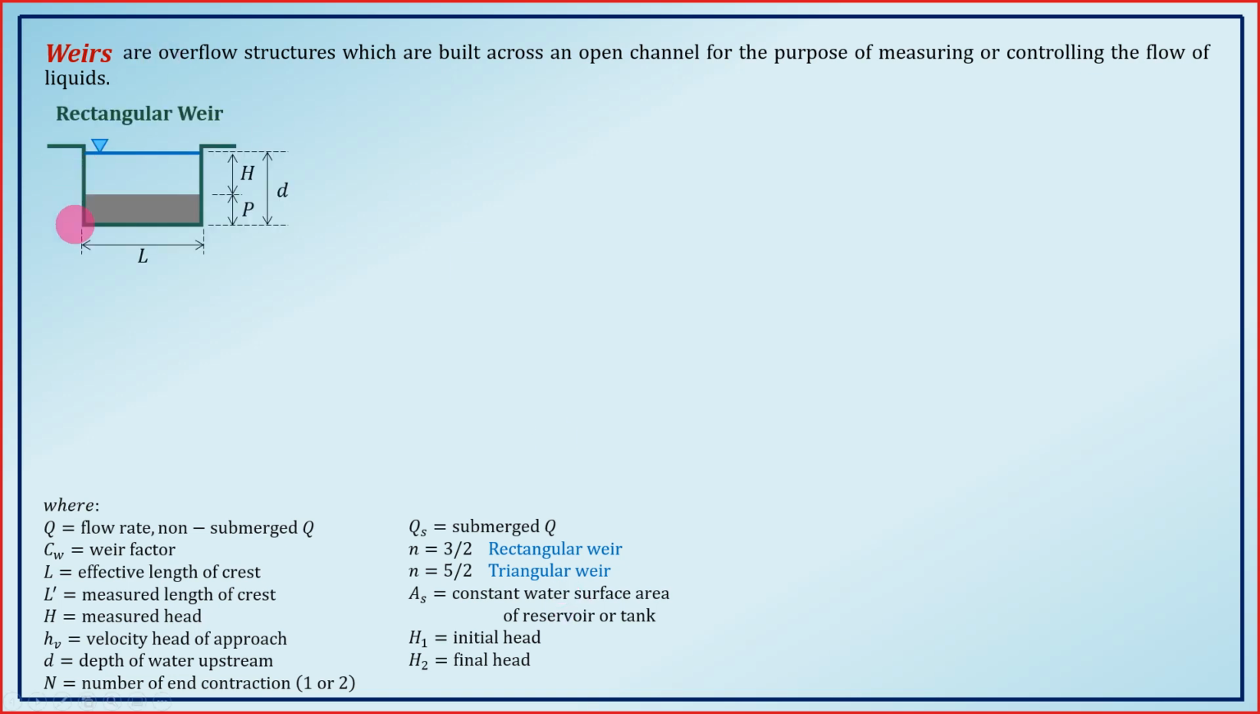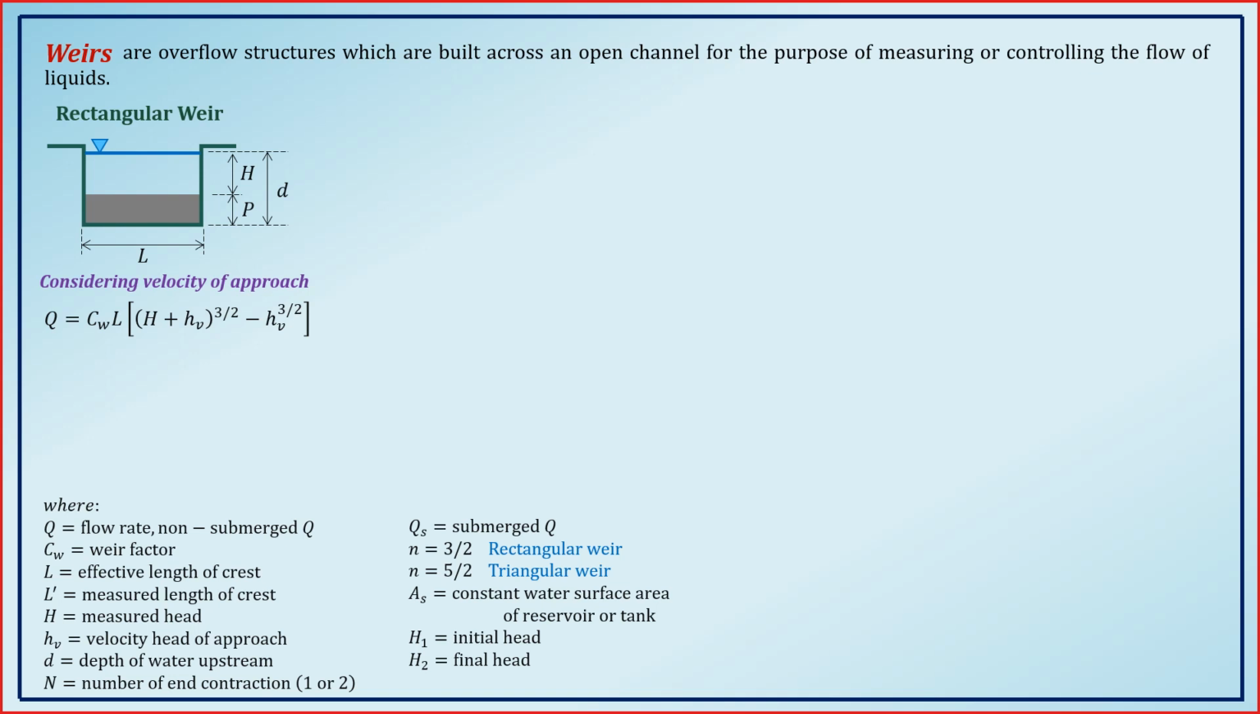we have to note of this parameter. So, L is the length of the crest ng weir. Yan. And also, pwede rin yung length ng ating channel. We have H. H is the head of our liquid hanggang sa top ng weir or hanggang sa crest. Then P is the height of our weir and D is the depth of water upstream, which is equal to H plus P.